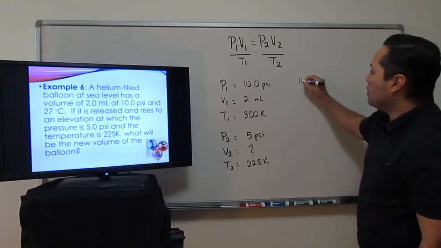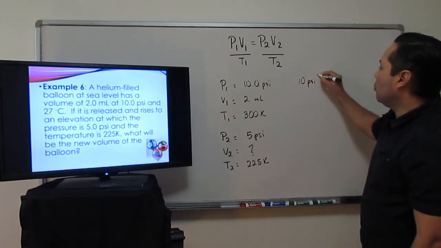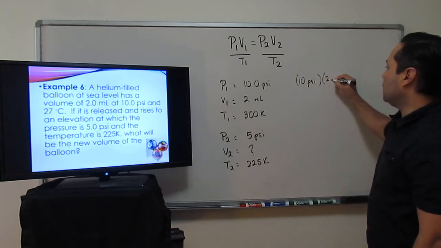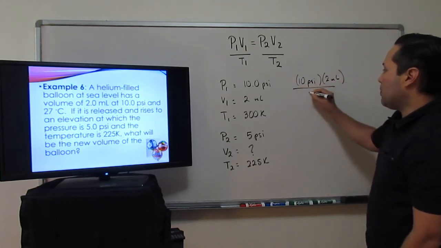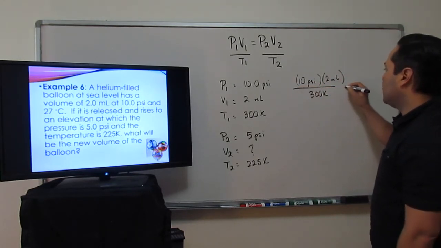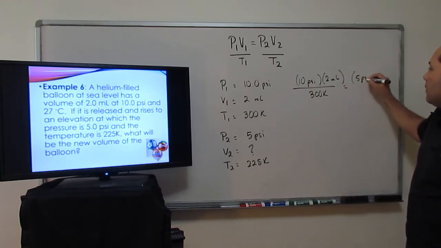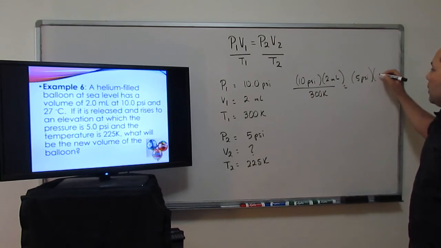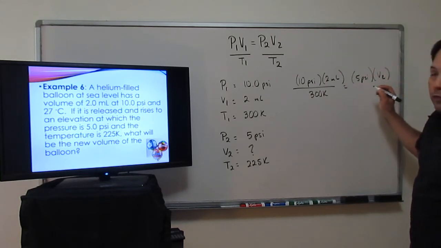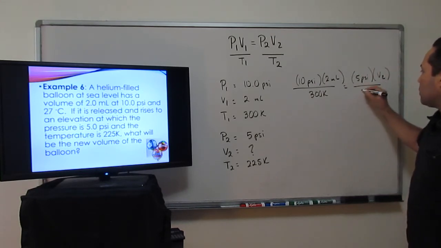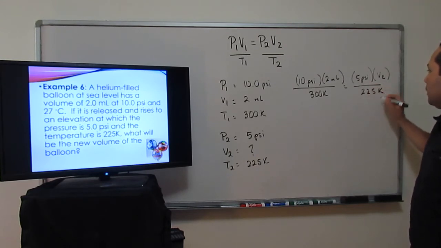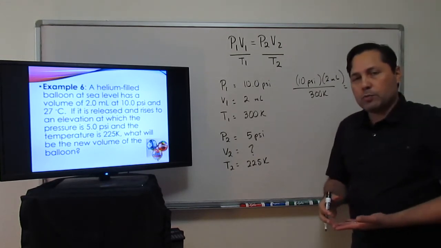Alright, so let's plug these values into the formula and solve. So it's going to be 10 psi multiplied times 2 milliliters over the temperature of 300 Kelvin. It's equal to 5 psi multiplied times V2, that's what we're solving for, divided by the new temperature of 225 Kelvin. Alright, so now we have this problem set up.